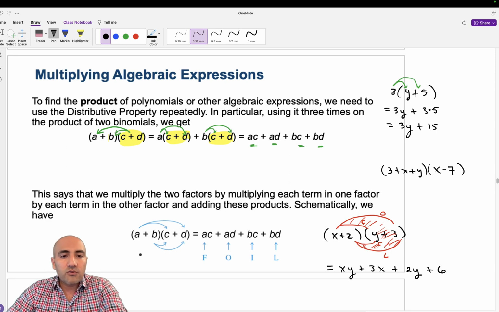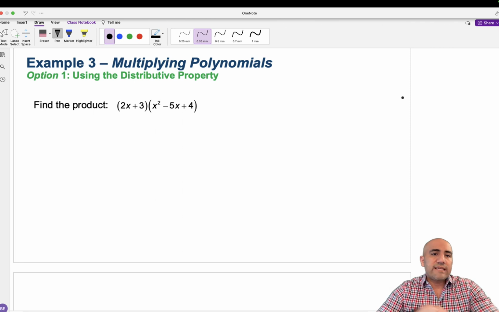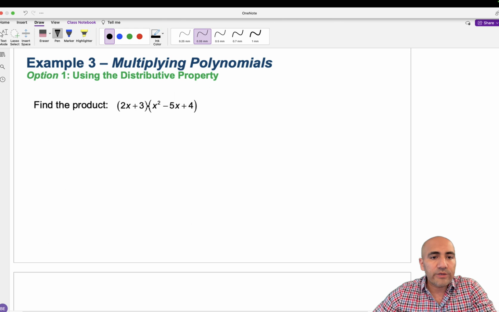Good. Okay, so let's do some examples using the distributive property. Okay, so for example, let's say we want to multiply these two polynomials. We have ourselves a binomial times a trinomial, right? By default, if there's no operational symbol between these two, then we have a multiplication. So we cannot FOIL here. There's no first, outer, inner, last because we have a trinomial. It doesn't fit that form. Okay, so we have to use a different method.